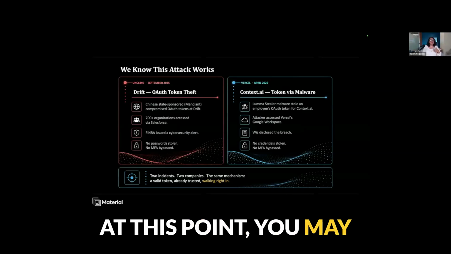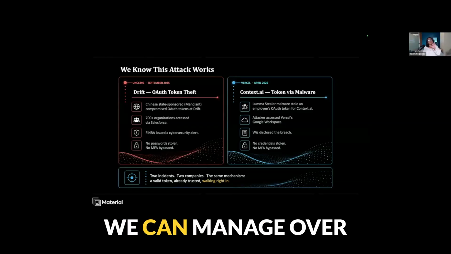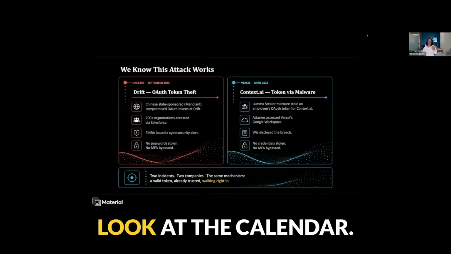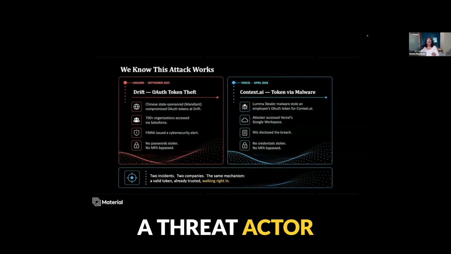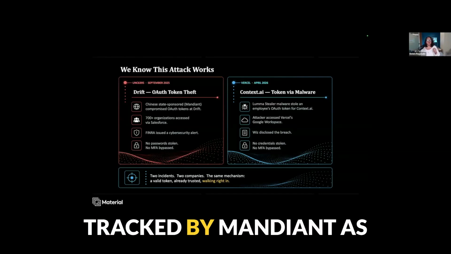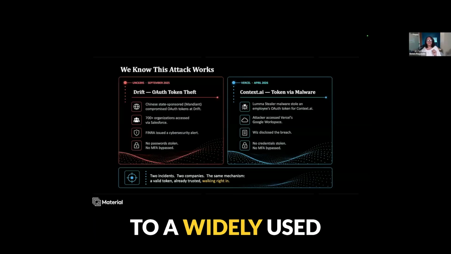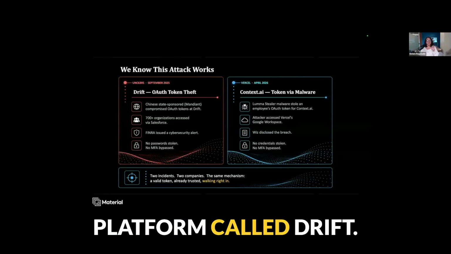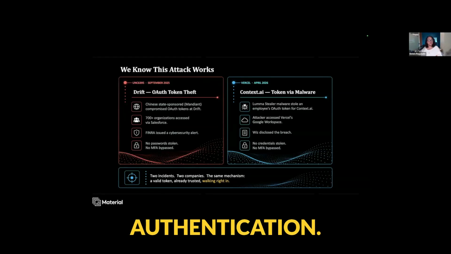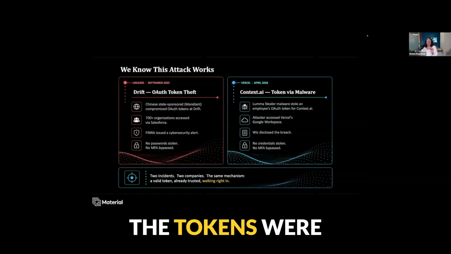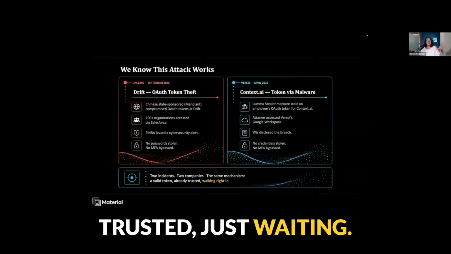At this point, you may be thinking this is a governance problem, maybe a process problem, something we can manage over time. And then you look at the calendar. In September 2025, a threat actor attributed to China, tracked by Mandiant as UNC6395, compromised OAuth tokens issued to a widely used sales engagement platform called Drift. They didn't steal passwords. They didn't bypass multi-factor authentication. They didn't need to. The tokens were already there, valid, trusted, just waiting.